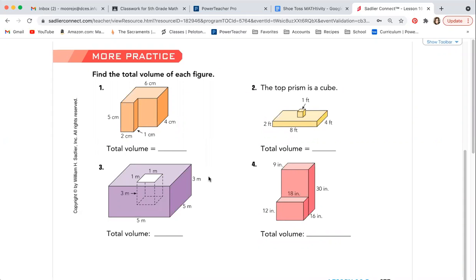So we're looking at something called composite volume. We've talked about the volume of prisms, specifically rectangular prisms, and we know how to calculate that: length times width times height, right? But today it looks like some prisms are either stacked on top of each other, or there's a prism with a part of it removed. You see that one?